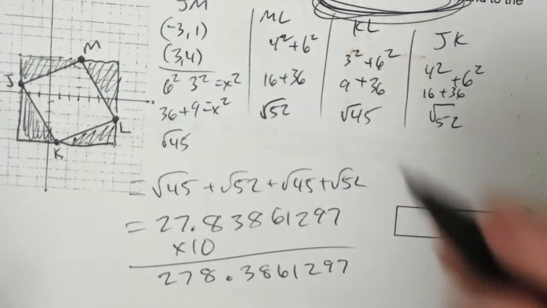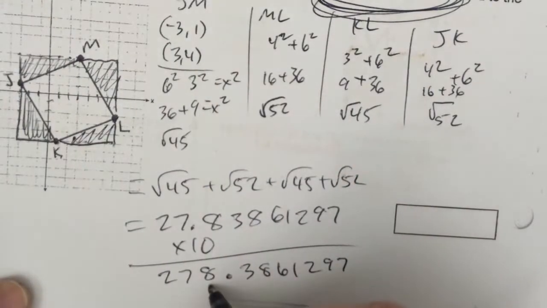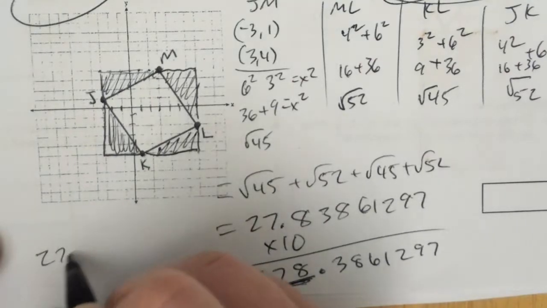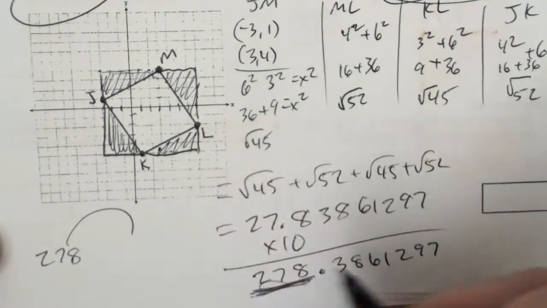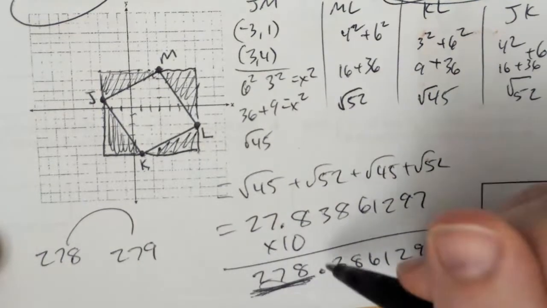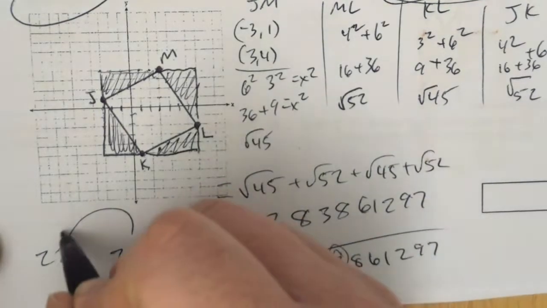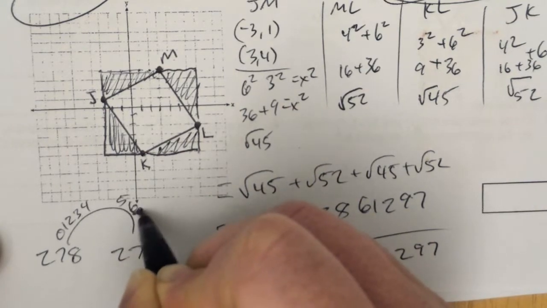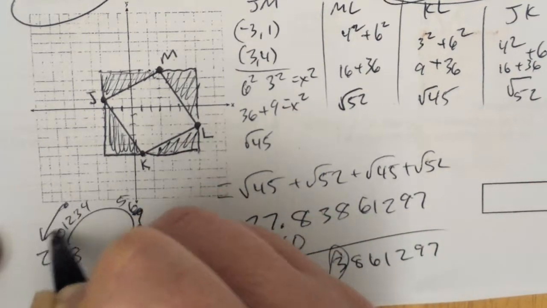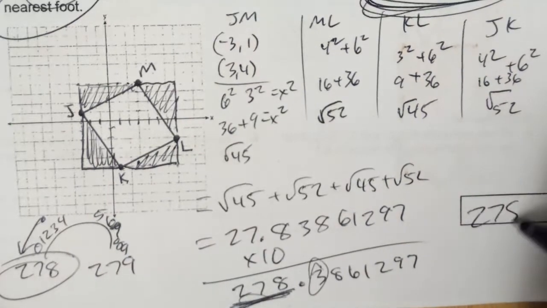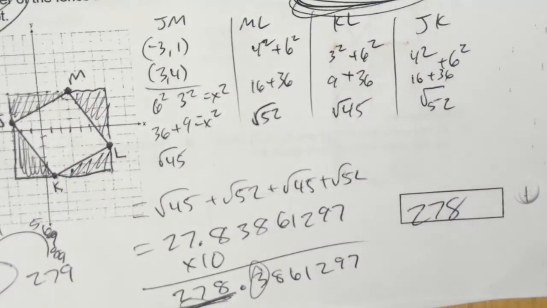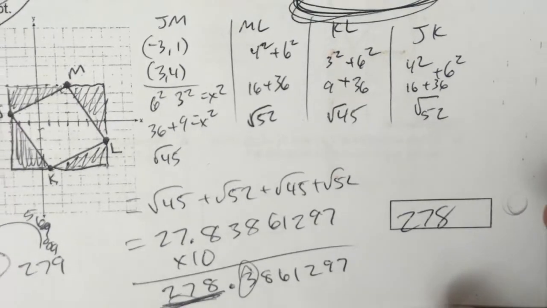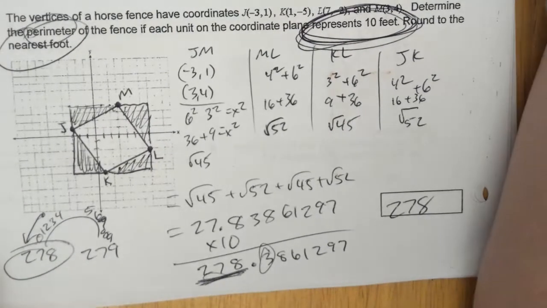And they said to round to the nearest foot. So that's the nearest whole number. So the question is, are we staying at 278, or are we rolling to the next number, 279? That decision's made by that 3. Did that make it over the hill? No, it did not. Because it did not make it over the hill, it rolled back, our answer is 278. All right, so that's our final answer. Sweet, we're getting closer to getting done.